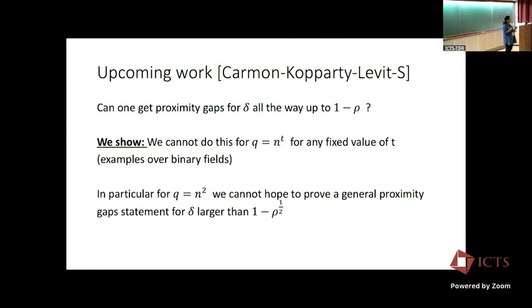For quadratic sized fields, the proximity gaps must stop at 1 minus square root rho. But we don't know. Maybe for cubic field size, you can go beyond 1 minus square root rho. But we don't know how to do that yet.